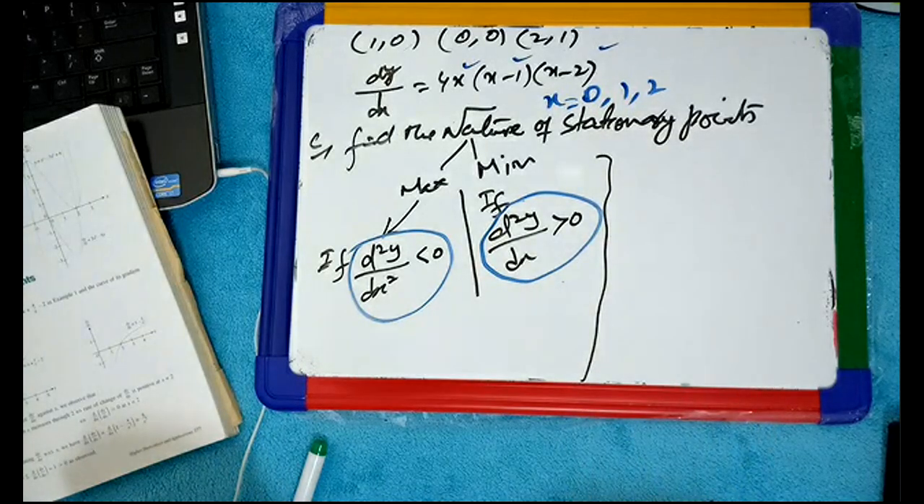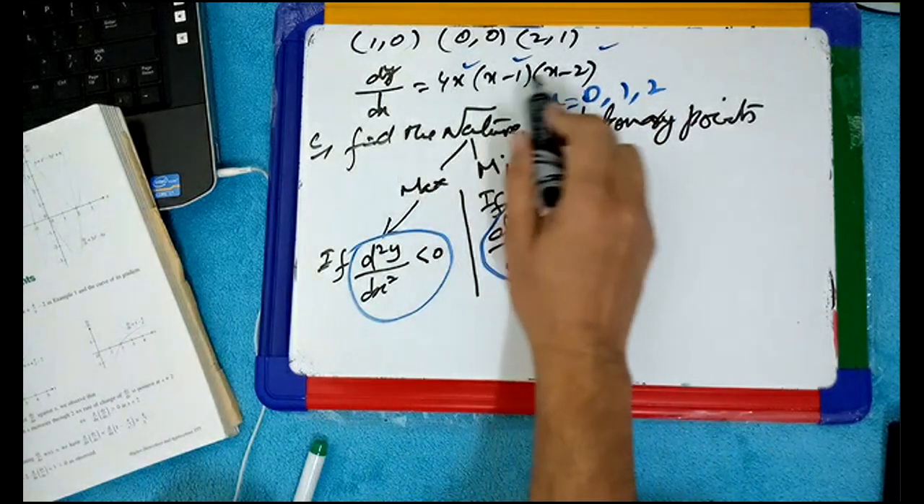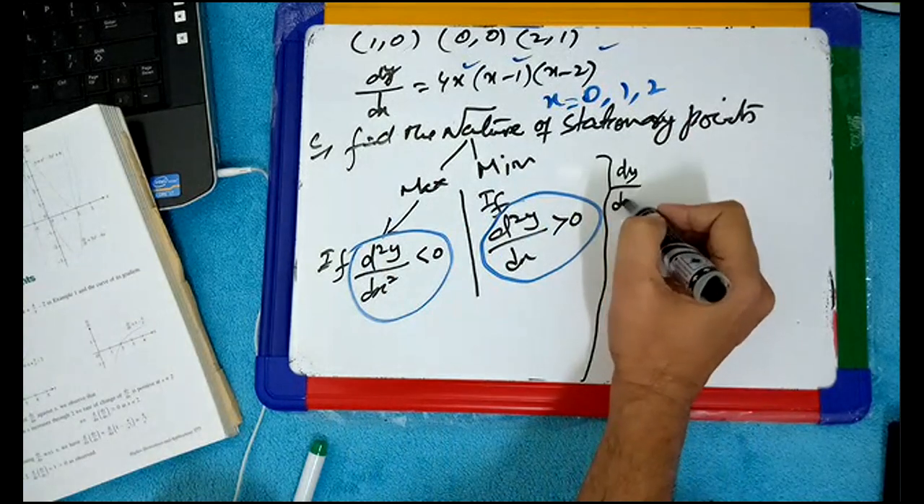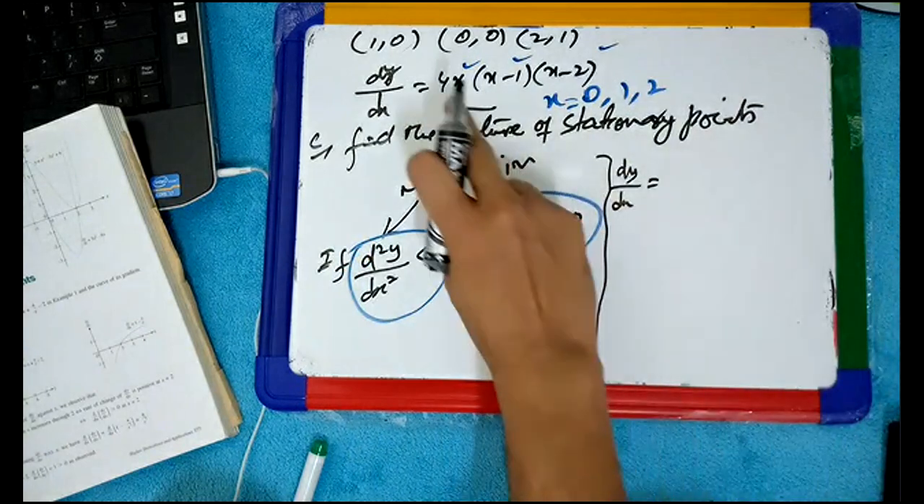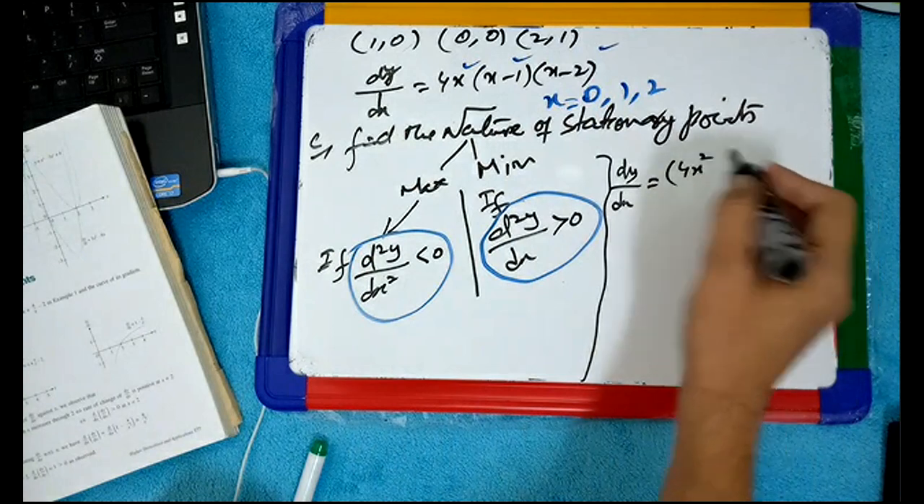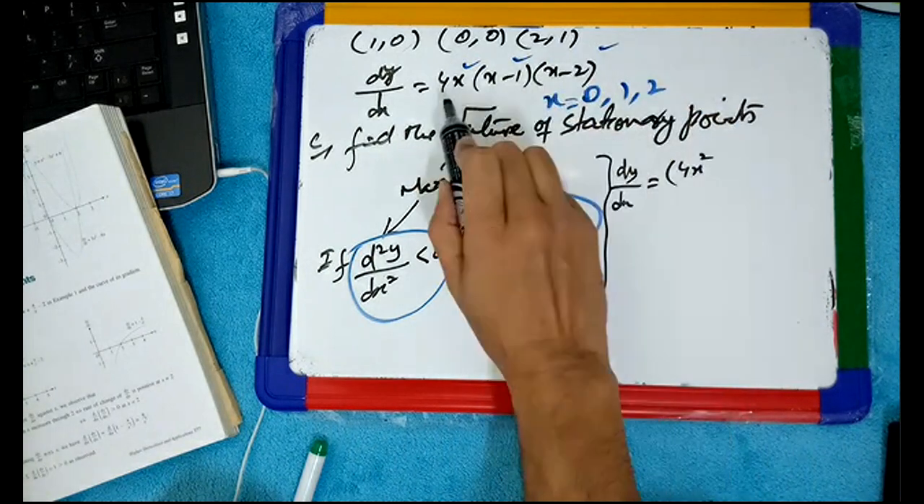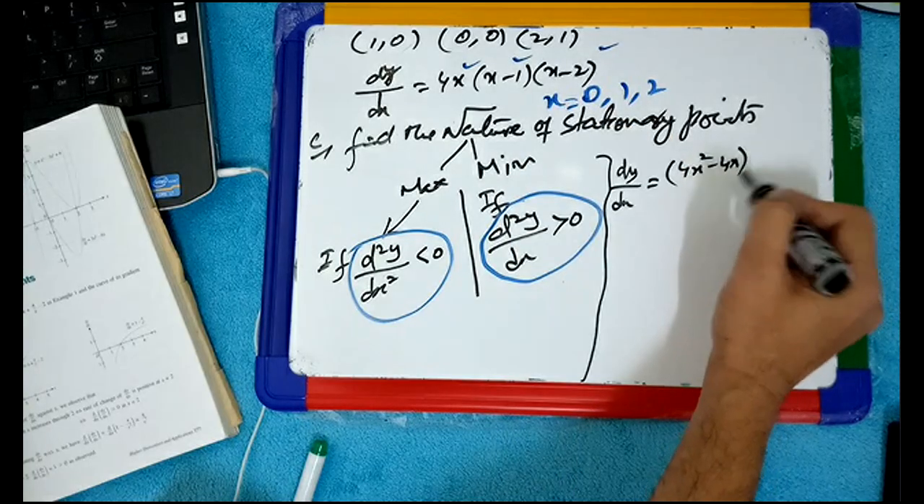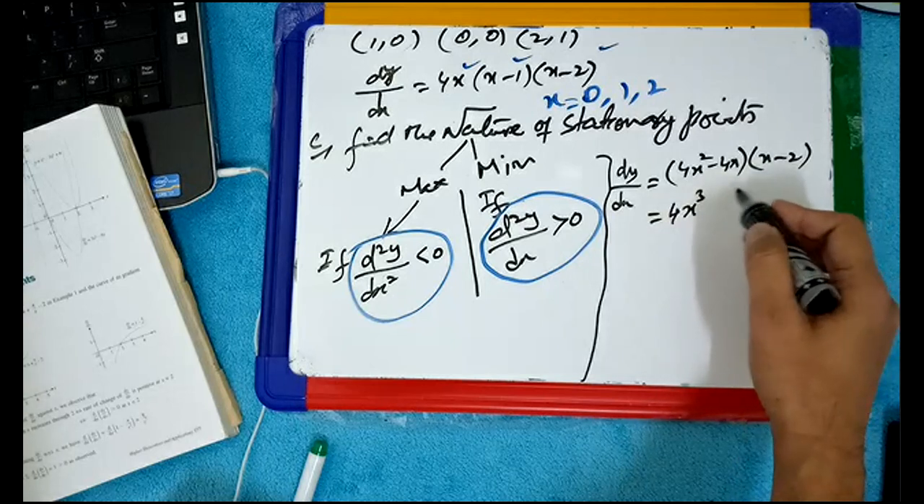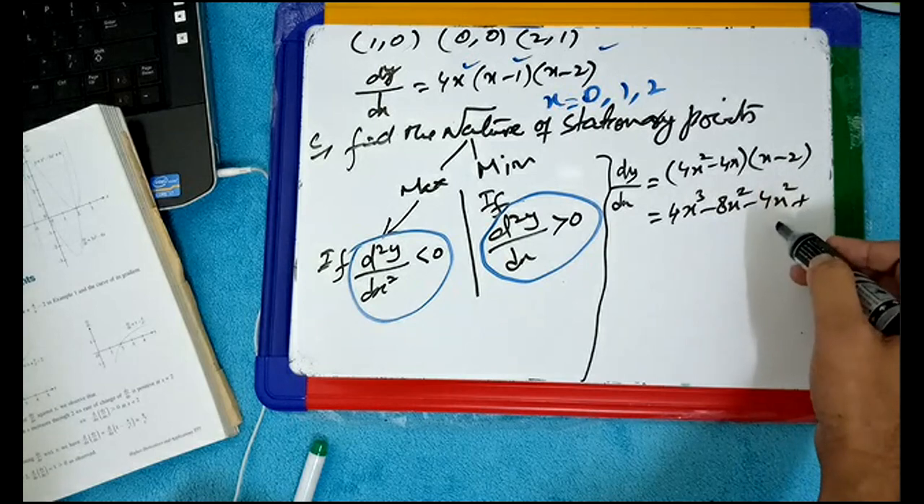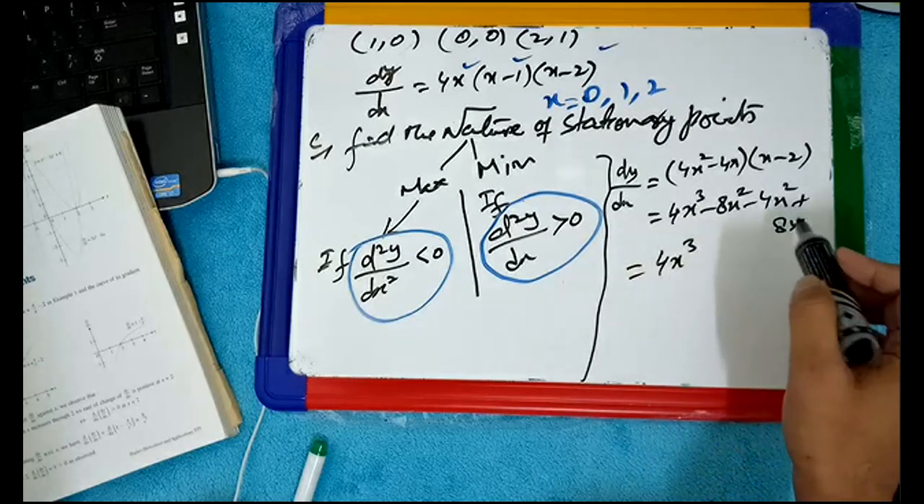How to find the second derivative? This was the equation and I need to find the second derivative. First I will try to expand it. I will not apply the product rule, I want to make it simple. The first two brackets give 4x squared minus 4x, and the other bracket is x minus 2. Multiplying, I get 4x cube minus 8x square, minus 4x square, plus 8x. So 4x cube, minus 12x square, plus 8x.